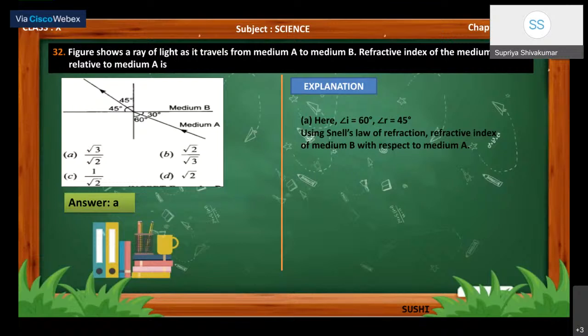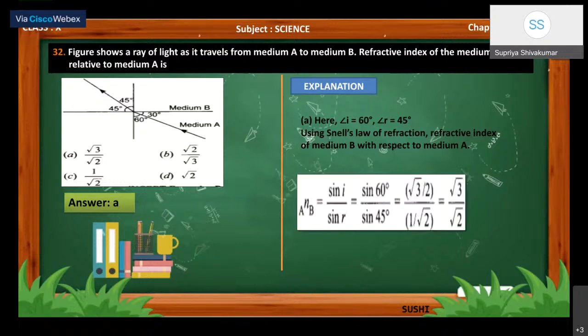So I is 60 degree, R is 45 degree. So we need to use Snell's law, which is nothing but sine I by sine R. Therefore sine 60 degree divided by sine 45 degree. Sine 60 degree is root 3 by 2, and sine 45 degree is 1 over root 2. So doing your mathematics, you'll get root 3 by root 2, or root of root 3 by root 2. So the answer is A.